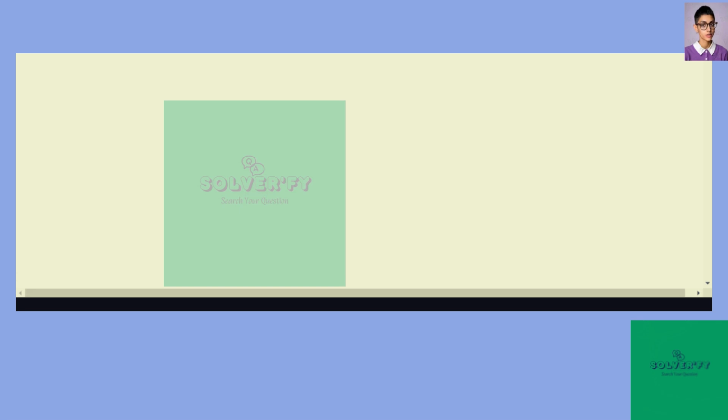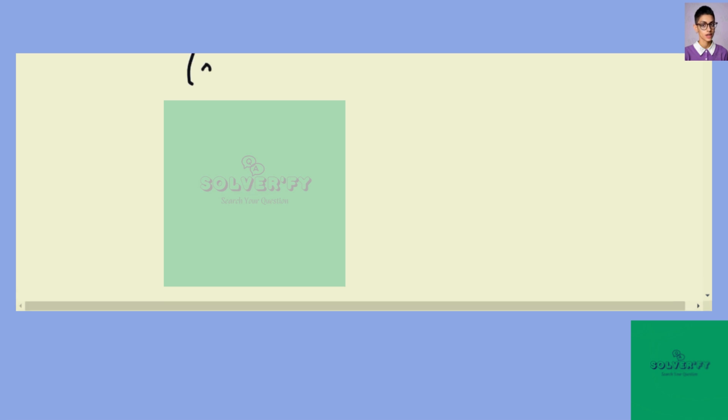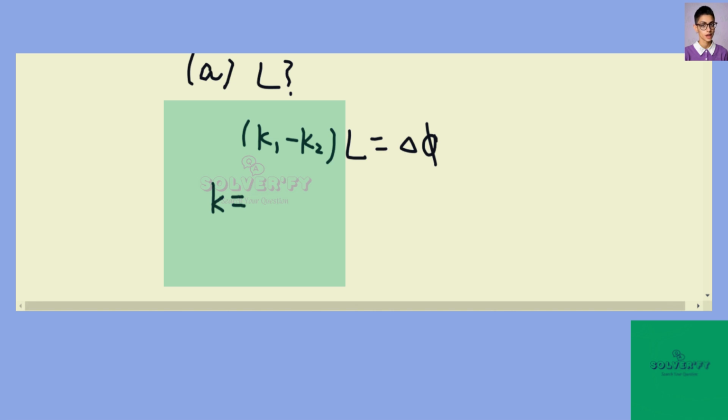Okay, so for the first question, it was asking us what is the value of L if the phase difference is 5.65 radian. Question A is asking us what is L. We know K1 minus K2 times L is equal to the phase difference. K1 and K2 are the different wave numbers. L is the one we are looking for. And K, which is the wave number, is equal to 2 pi over lambda. Lambda is the wavelength.